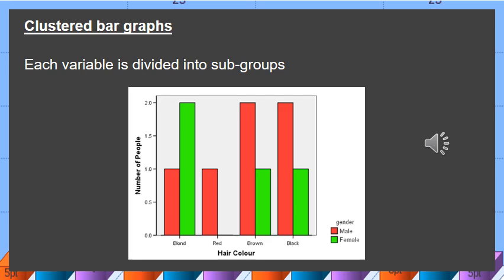So for each of the hair colors, I have how many men and women are represented. And you can already see very, very quickly a correlation here. More females have blonde hair, and only males have red hair. There is a correlation here between the male gender and red hair, and more males have brown and black hair.